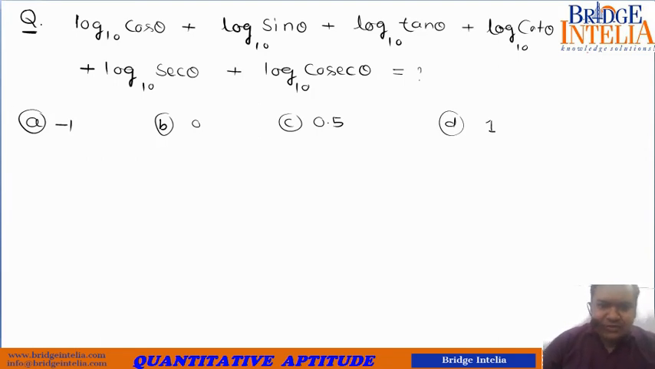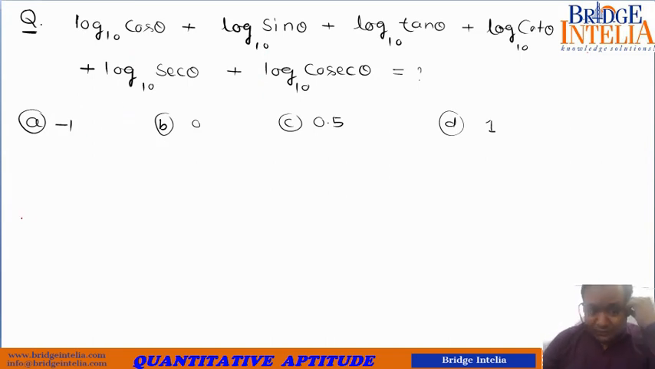So now you see the question before us is log to the base 10 of cos theta plus log to the base 10 of sine theta plus log to the base 10 of tan theta plus log to the base 10 of cot theta plus log to the base 10 of sec theta plus log to the base 10 of cosec theta. So this appears to be a question of log.